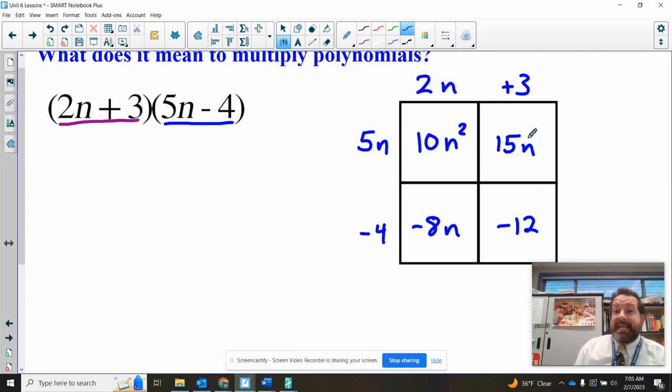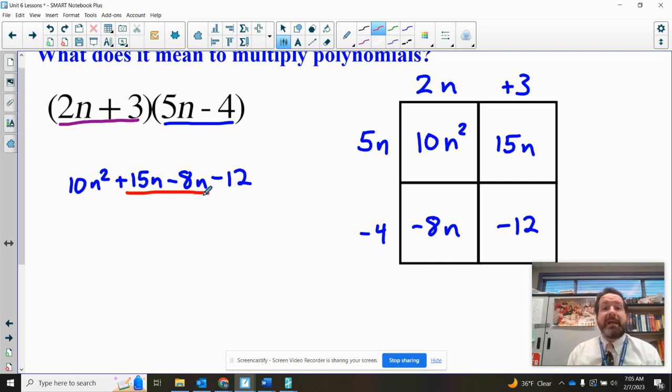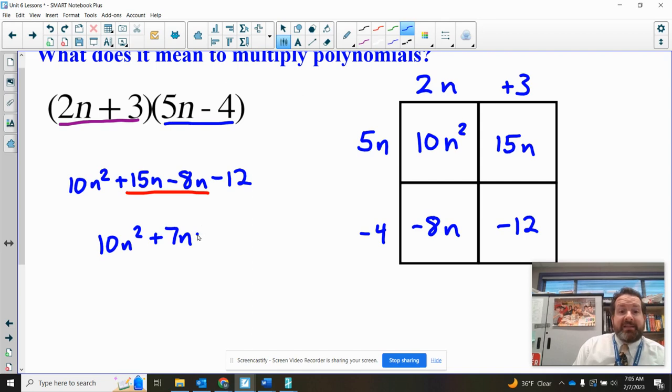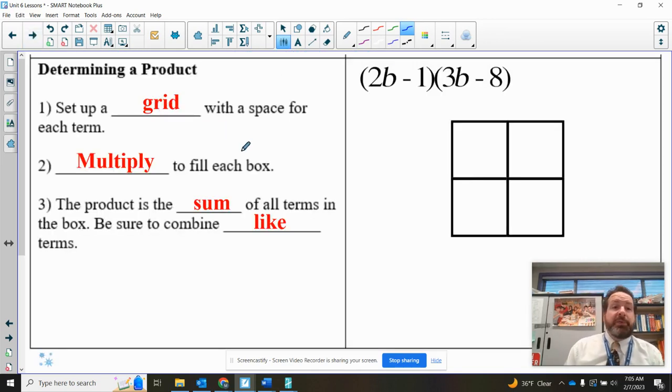To finish, take what's in now, these 4 boxes, add them all up. So plus 15 n's. If it's plus a negative, you just write it as a minus. And then like we've done before, if there are like terms, combine them. So our final answer, 10n squared, 15 minus 8 is positive 7n, with a minus 12 on the back. So there we go. We did our multiplication of polynomials. We drew a little grid, multiply to fill those boxes, and then add them all together once they are filled. So those are the steps to follow.